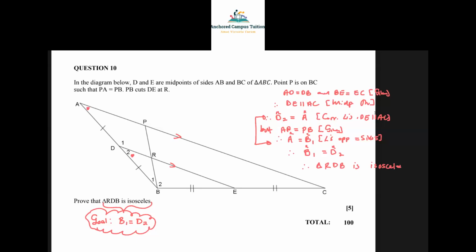The reason again: sides opposite equal angles, or even base angles are equal. As long as you have two angles that are equal to each other, let's just say base angles equal. That's it.